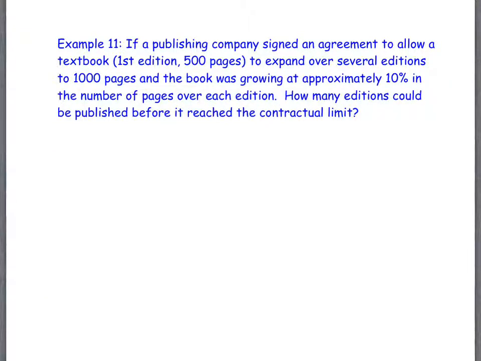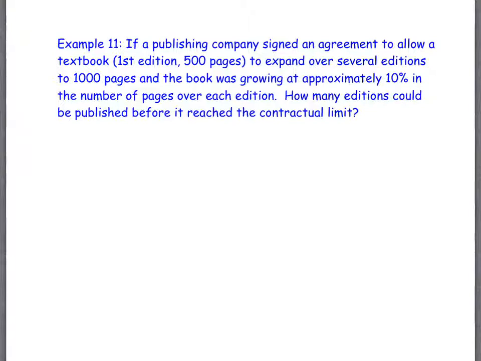Okay. We're going to do another one that does not look like it's an interest problem, but it is akin to an interest problem. It's equivalent to an interest problem. It says the following. If a publishing company signed an agreement to allow a textbook with a first edition of 500 pages to expand over several editions to 1,000 pages, and the book is growing at approximately 10% in the number of pages over each edition, how many editions could be published before it reached the contractual limit? So do you understand what it's talking about to start with?